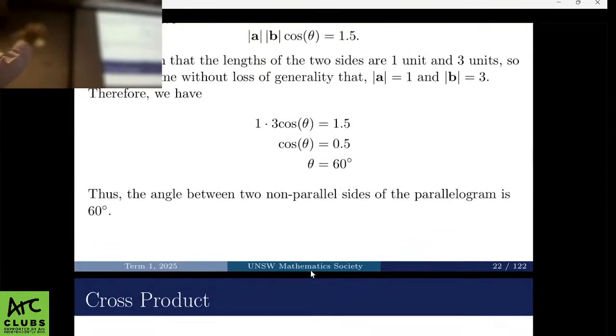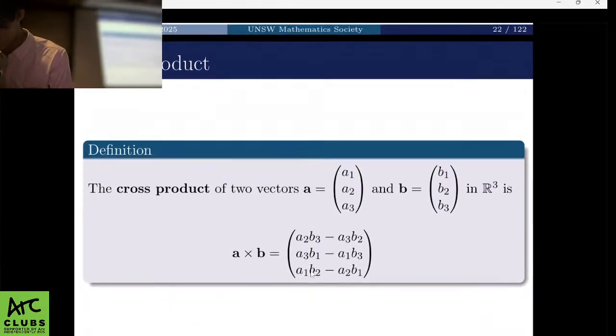So we find the angle to be 60 degrees. It's seen there. Let's move on to another key result where we find a relationship between two vectors. And this is the cross product.